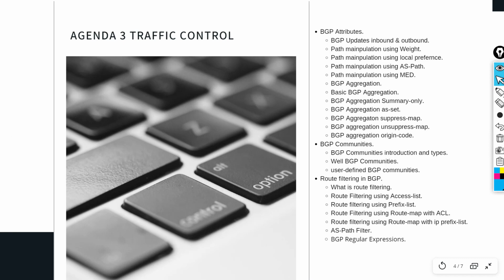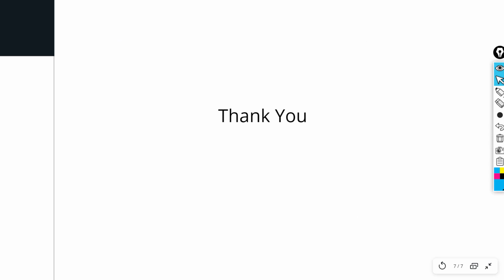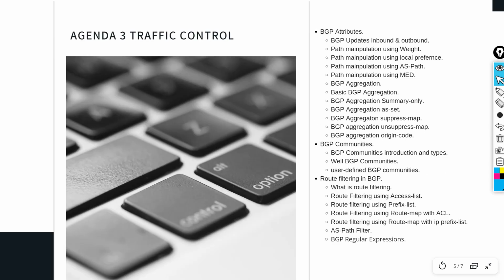In agenda number 3, we are going to talk about traffic control. Traffic control in the sense of what? We can manipulate the path, and at the same time we can filter the path. Here we are going to talk about the BGP attributes. We can manipulate this based on inbound and outbound. The attributes we have are weight, local preference, AS path, and MED. In this way we can manipulate the path.